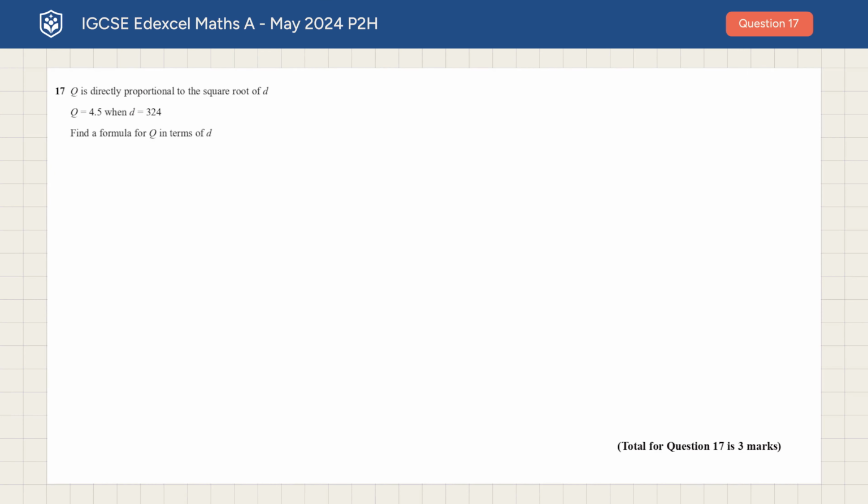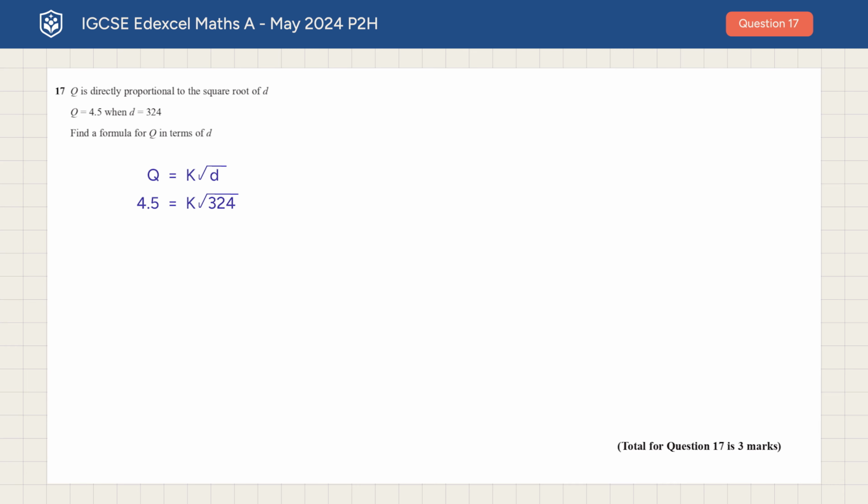Moving to question 17. We're told that Q is directly proportional to the square root of D. In mathematics, directly proportional means we use a constant of proportionality, which we usually represent with the letter K. This gives us our starting equation. Q equals K times the square root of D. To find the specific value for K, we substitute the information given in the question. Q equals 4.5 when D equals 324. Substituting those in, we get 4.5 equals K times the square root of 324.